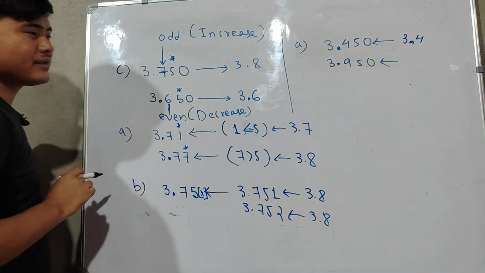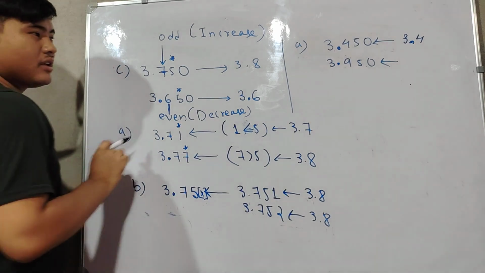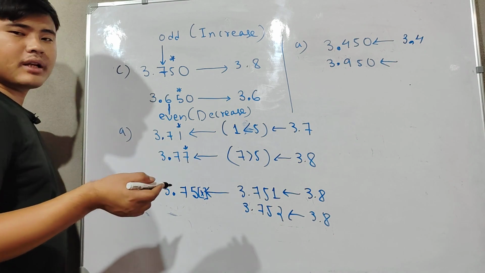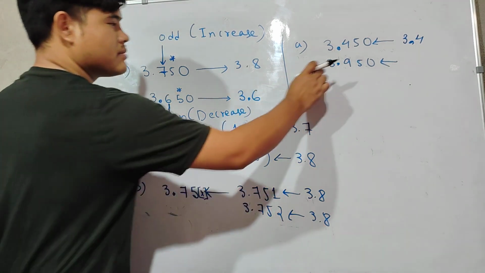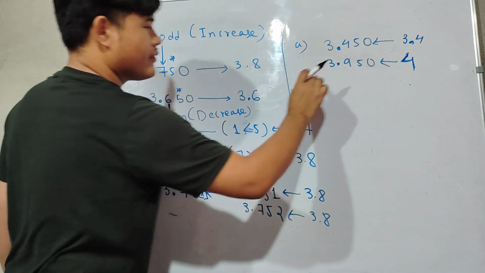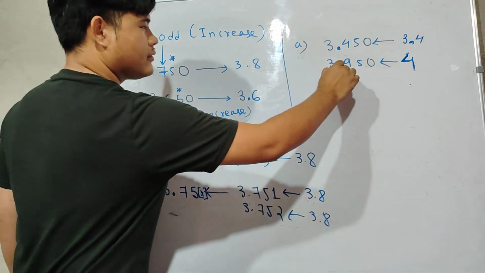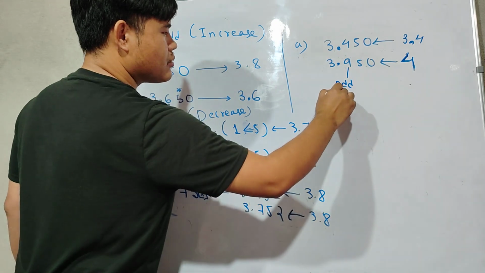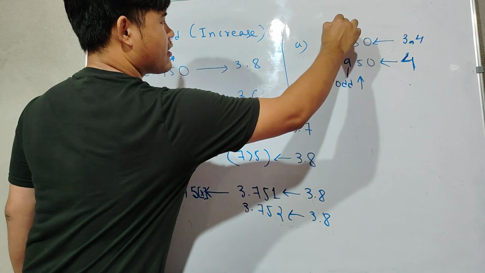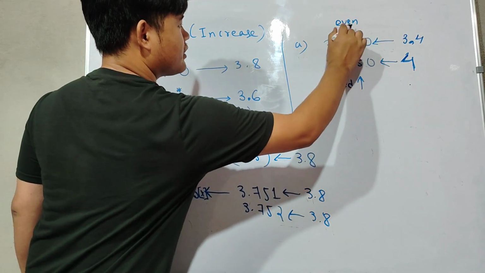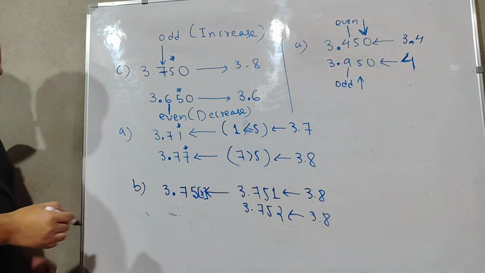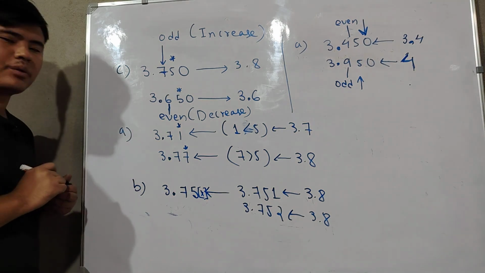What about this, 3.950? 9 means what? It will increase, so 1 will come here, and it will be 4. You can write it as 4. 9 is odd. Odd means increase. This one is even. Even means it will decrease. So this is how we do rounding by the rules.